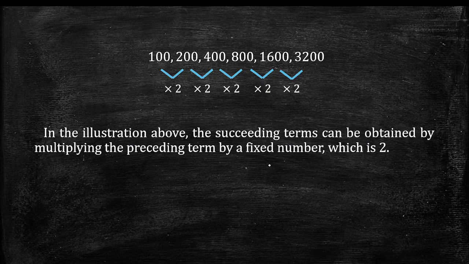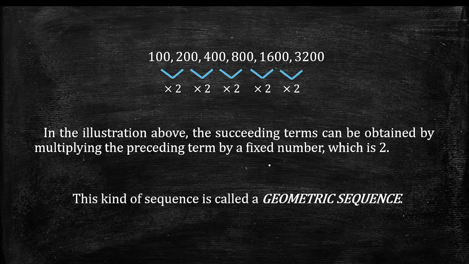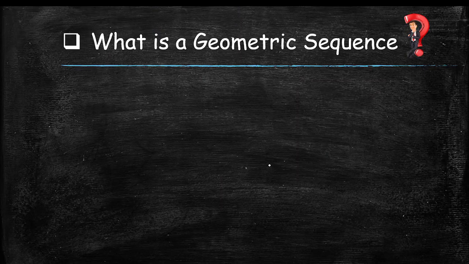In the illustration above, the succeeding terms can be obtained by multiplying the preceding term by a fixed number, which is 2. This kind of sequence is called a geometric sequence. Again, the sequence above is called a geometric sequence. What is a geometric sequence?